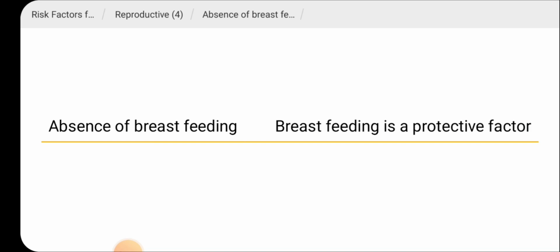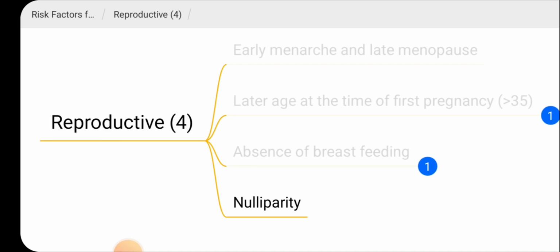Breastfeeding is a protective factor. And also, nulliparity is a risk factor for breast cancer. So, you learned that there are 4 reproductive risk factors: early menarche and late menopause, late age at the time of first pregnancy, absence of breastfeeding, and nulliparity.